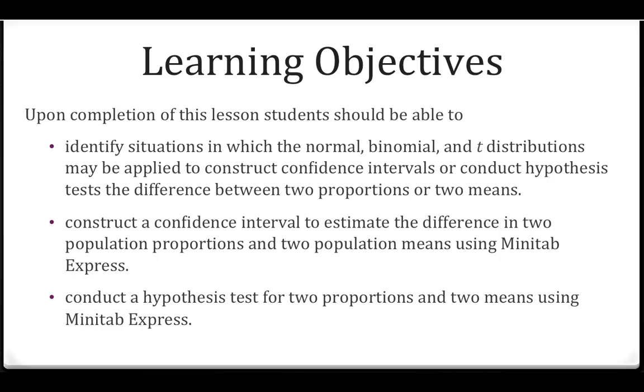These are the learning objectives that we're going to be covering. For each of these learning objectives, we'll be looking at the difference between two proportions and the difference between two means. First, we'll identify the appropriate distribution, the normal, binomial, or t distribution. Second, we'll construct confidence intervals. And third, we'll conduct hypothesis tests.